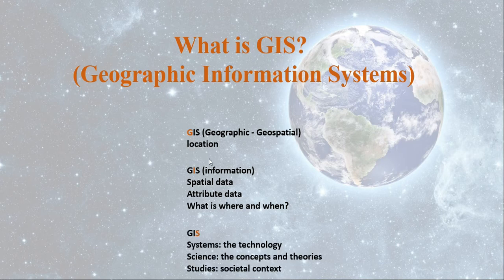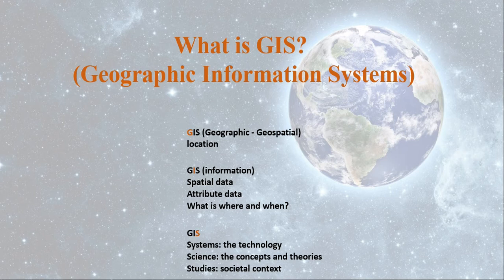The third word, systems or science or studies. Systems refers to the technologies for management of the geographic or geospatial information. Science refers to the concepts and theories behind this technology, and also conceptual issues of representing data and processes. And studies pertain to social, legal, and ethical issues associated with GIS as systems and science.